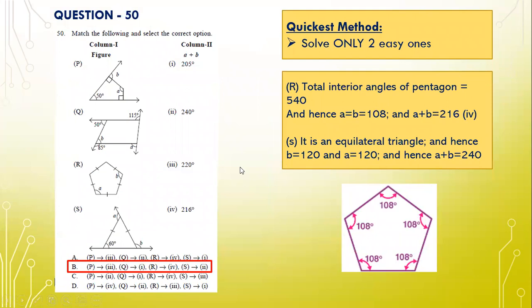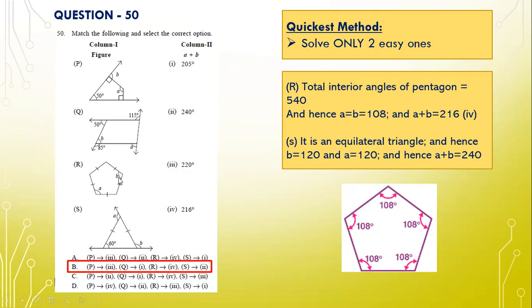Last question. Hooray! Match the following and select the correct option. So solve only 2 easy ones. Which are the easy ones? So R is the easy one, isn't it? It's a regular sided pentagon. And what is the sum of interior angles of a pentagon? It is 540. And for a regular or equal sided pentagon, the internal angle is 540 divided by 5, which is 108 degrees.